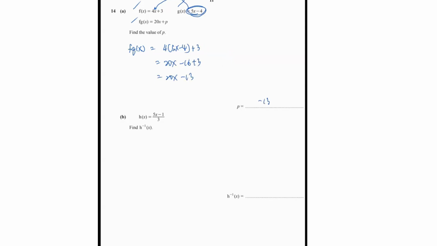Find h inverse. To find the inverse, there are a few steps. Just write it down as I do. Step 1, I'm going to let y equals h(x), 5x minus 1. Step 2, I'm going to make x the subject.